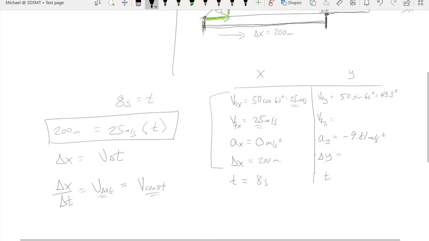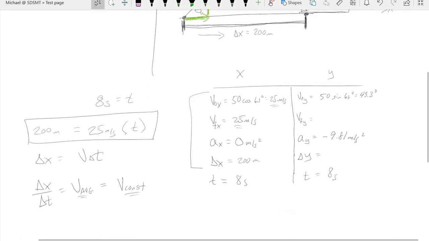8 seconds. We now need to apply that to the information in the y column. And we're looking for the height.